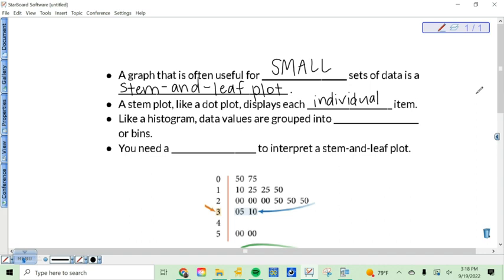Stem and leaf plots are also a little similar to histograms, because they group the data values into different intervals or bins. And we're going to need a key in order to interpret a stem and leaf plot.